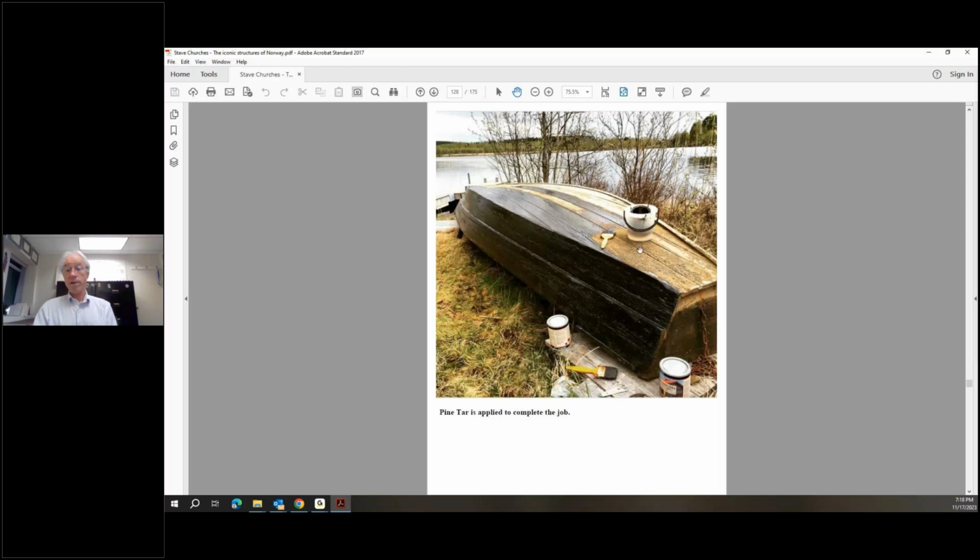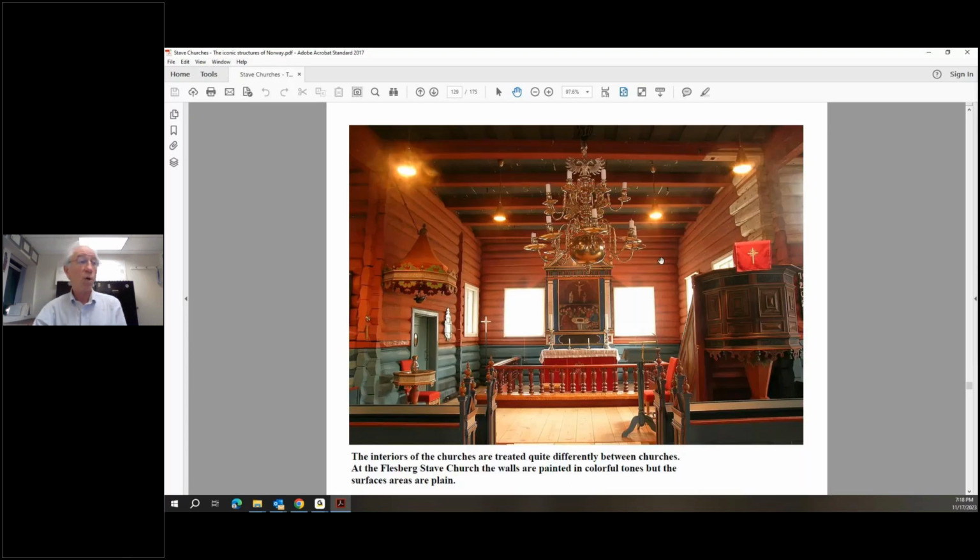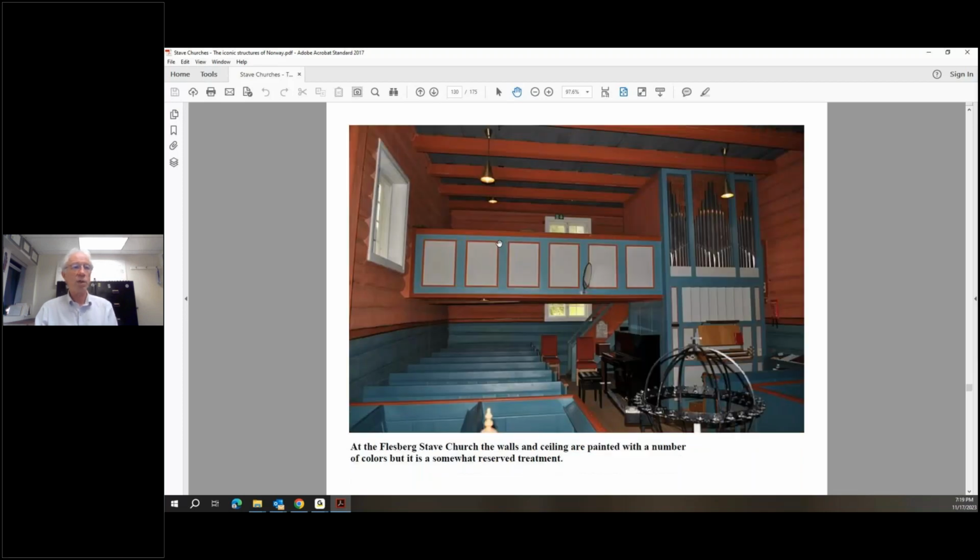And now we're going to talk about the interior of these buildings. So here we see the interior of the Flesburg Stave Church, where the walls have been painted. It's colorful, but it's reserved. It's not the flourishes that we saw at Uvdal. This is very reserved, very respectful, very nice, and colorful, but it's a much more staid painting job. Very nice. I mean, it really looks beautiful.